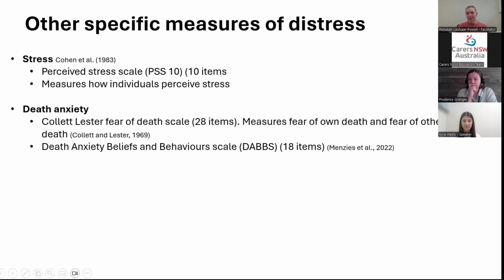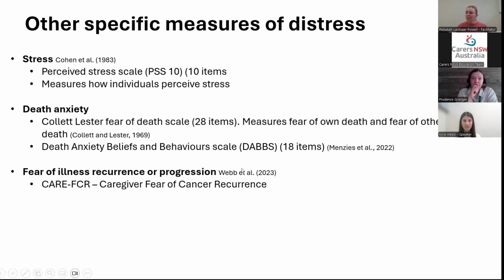There's also, I guess, this transdiagnostic construct of death anxiety, which is used in a number of different contexts, but can be important for some carer populations as a bit of a driver of psychological distress more broadly. So we can see that there are a couple of nicely validated measures here: the Collett-Lester fear of death scale, and the death anxiety beliefs and behaviours scale.